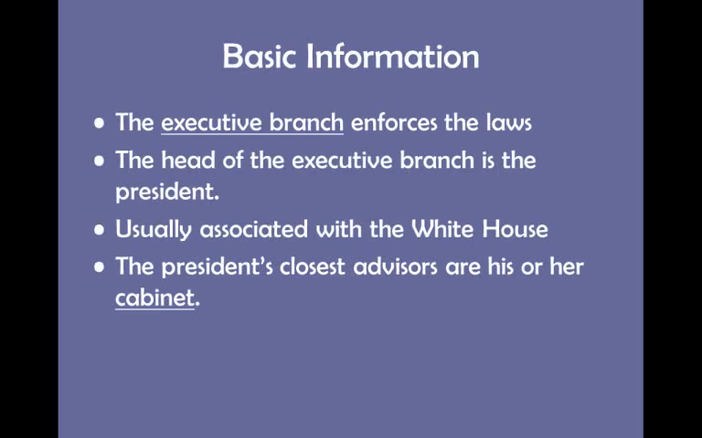Some of the basic information about the executive branch. The executive branch of government is the branch that enforces the laws. One of the ways that you can remember that, remember when we did legislative branch, legislative makes, executive branch, E in executive, and E in enforces. The job of the executive branch is to make sure that the laws passed by the legislative branch are carried out. So E in executive and E in enforces is how you would remember that.